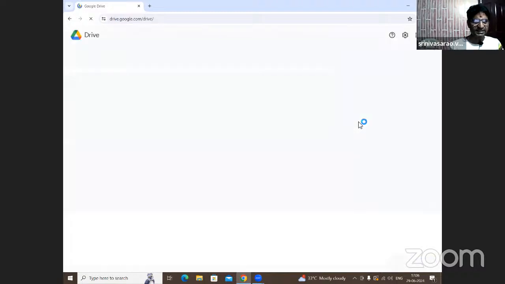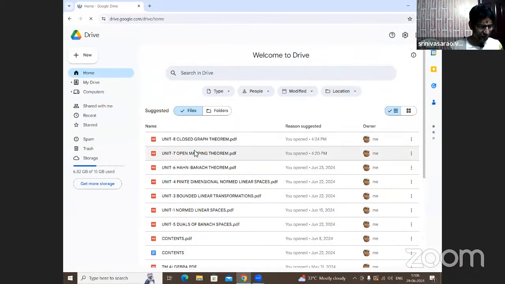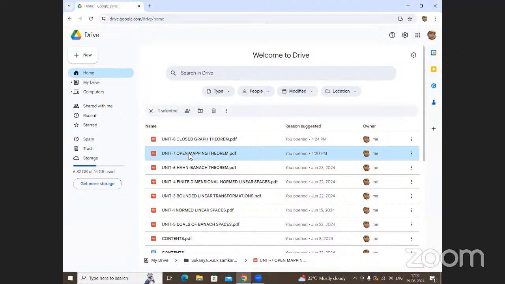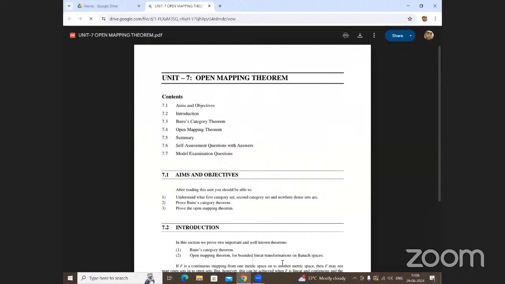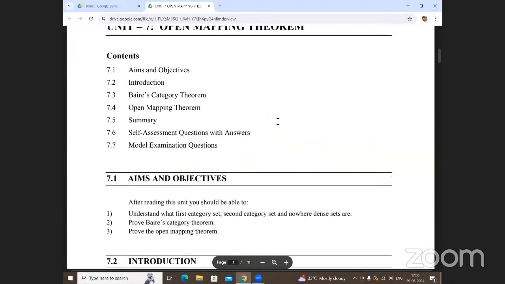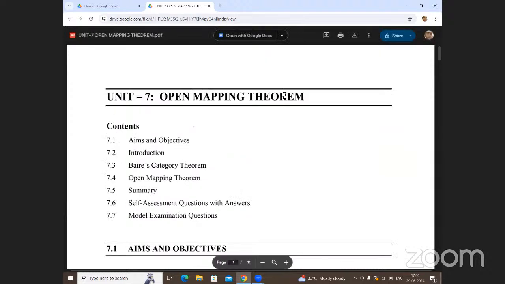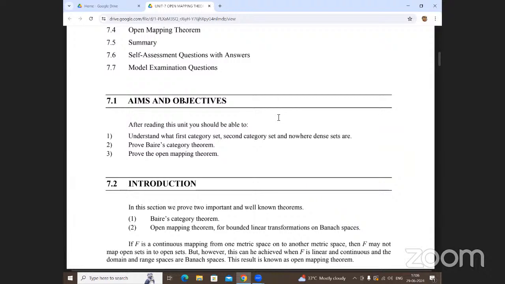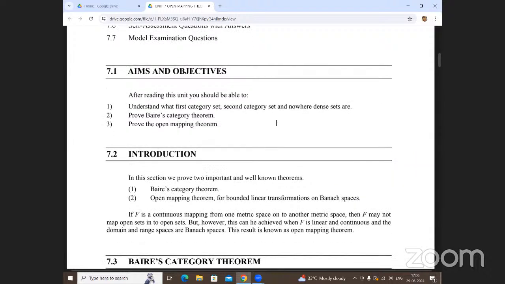Please see the seventh unit. Students, you have to see the open mapping theorem. This is the seventh unit, very important in the final examination. Don't deviate, especially in this session and tomorrow's class also.